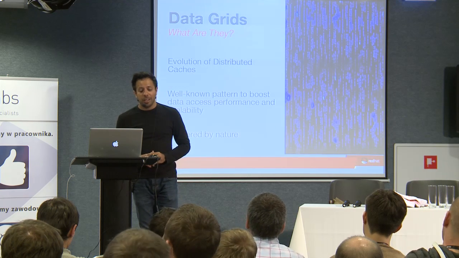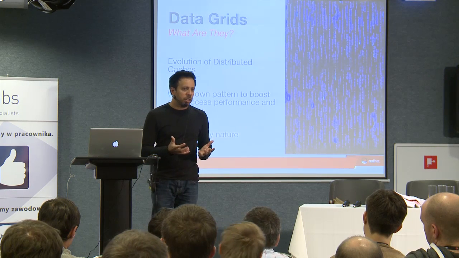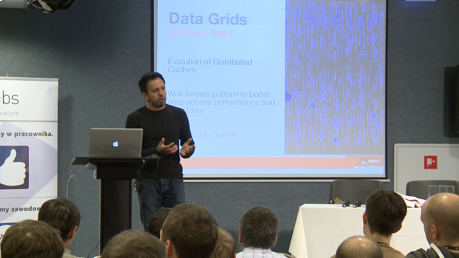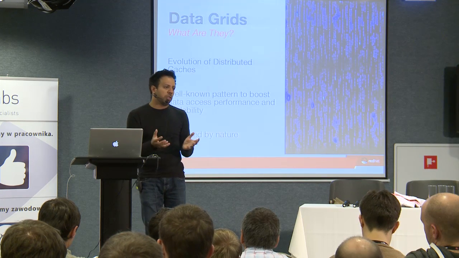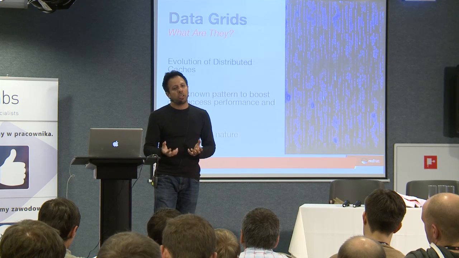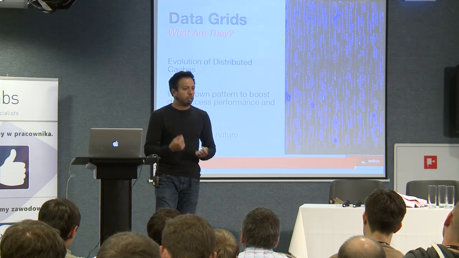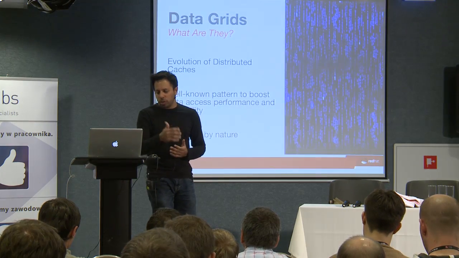A data grid is an evolution of a distributed cache. So you usually start with something like a single cache in a single VM. You realize that's not enough. You then have your application running in a cluster. You now have to distribute your cache across a cluster, and end up with a distributed cache. But still, that's just very basic. It's just storing objects in memory and retrieving objects from memory. Kind of simple. A data grid is a few steps further.